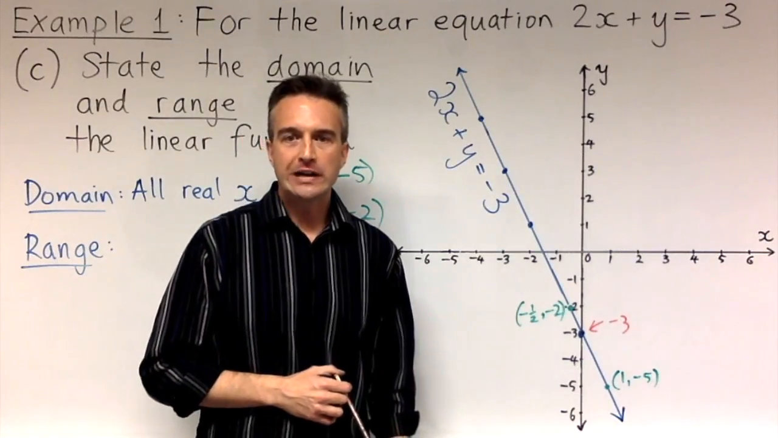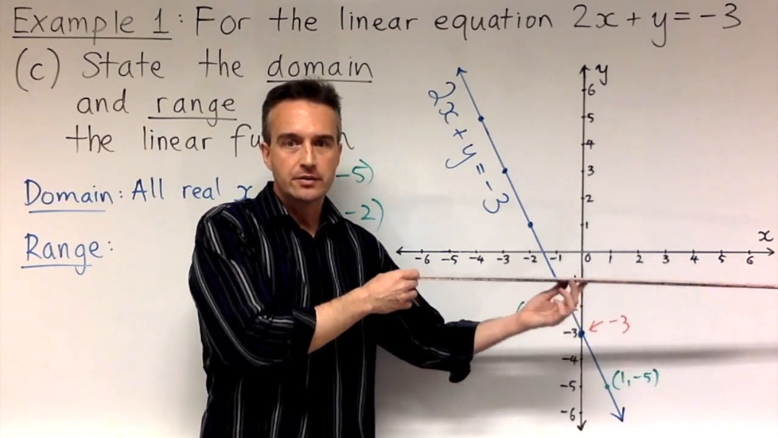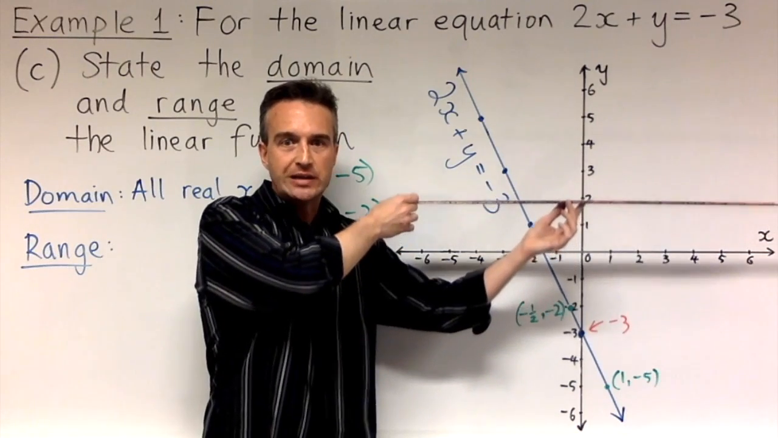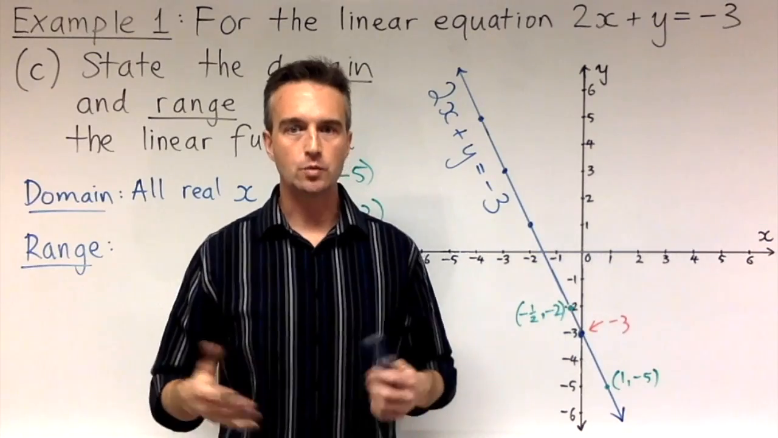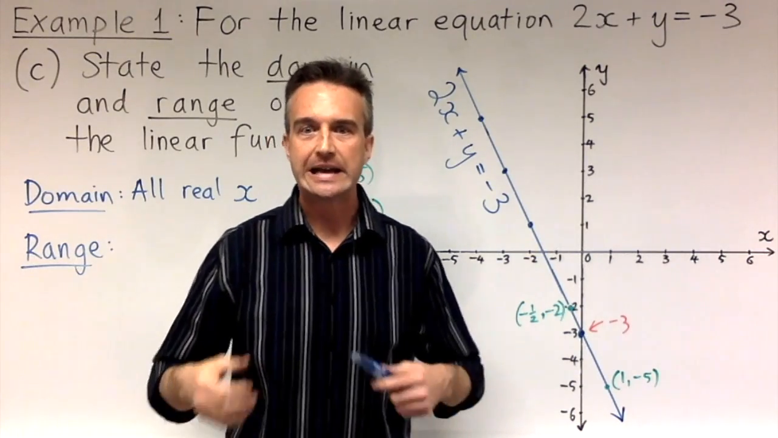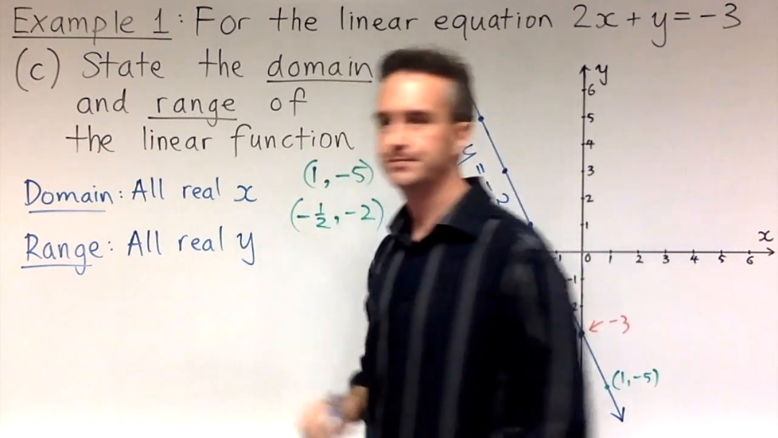And next, of course, is the range. The range is the list of all the y values that are given by all the x values in the domain. For our range, all you need to do is think horizontally. Wherever the ruler cuts the straight line is where the range exists. Again, this includes all decimals, all fractions, any y value you can think of. So the range is all real y.